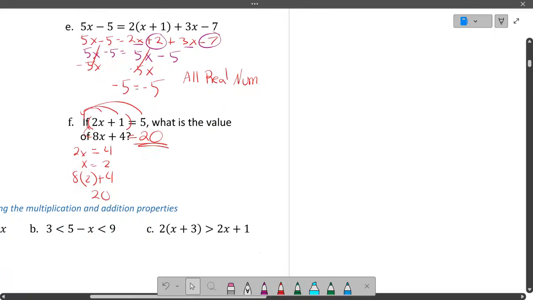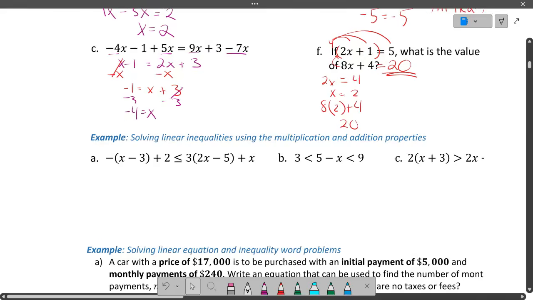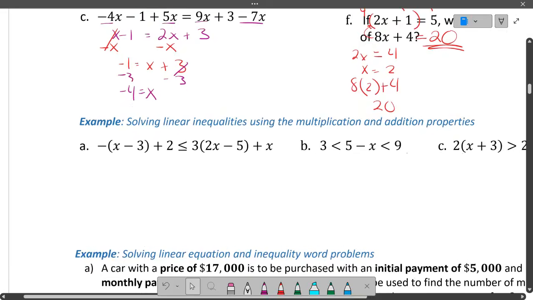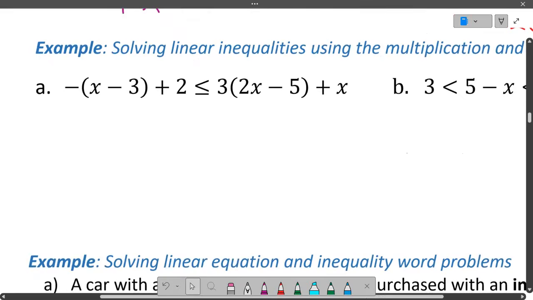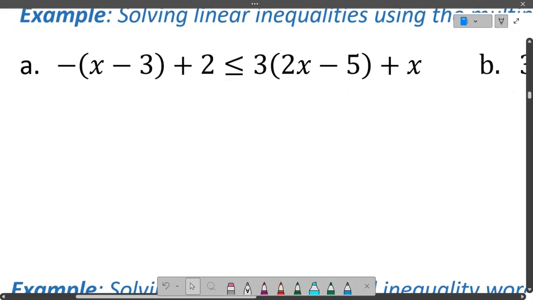All right, let's do inequalities now. Okay, same process, same idea. We just have to remember one extra thing, and it kind of depends on how we look at it. Inequalities behave almost identical to equations. We solve them in the same process. So what are we going to do here?